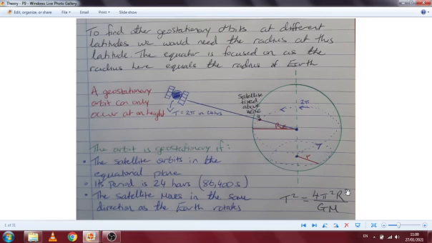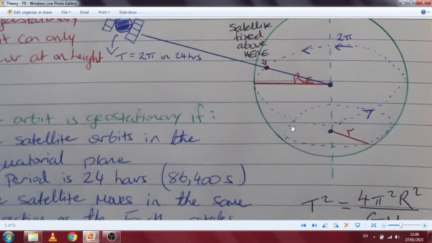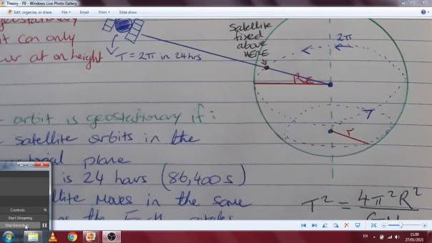And then finally, the obvious one, the satellite moves in the same direction as the Earth rotates. So if the Earth is going clockwise, the satellite is going clockwise. If the Earth goes counterclockwise, the satellite goes counterclockwise. So it's important that they move in the same direction. So there are 3 conditions for a geostationary orbit and the things that go with them. So the next thing to do is practice, and we'll get some questions to finish off our study of circular motion.